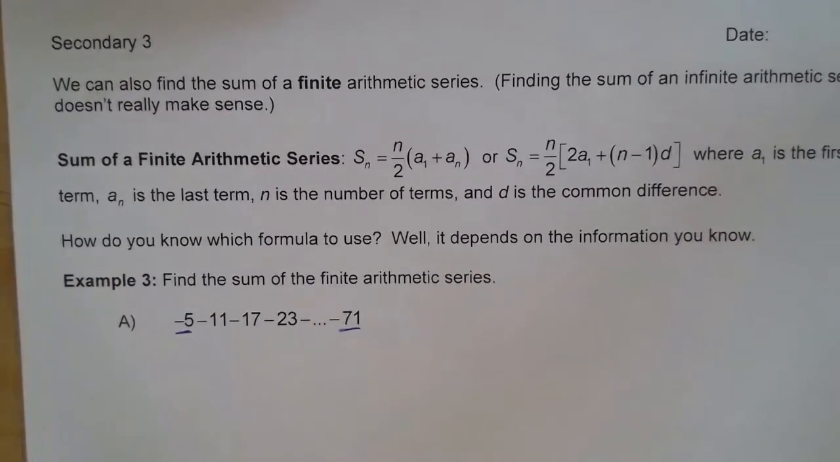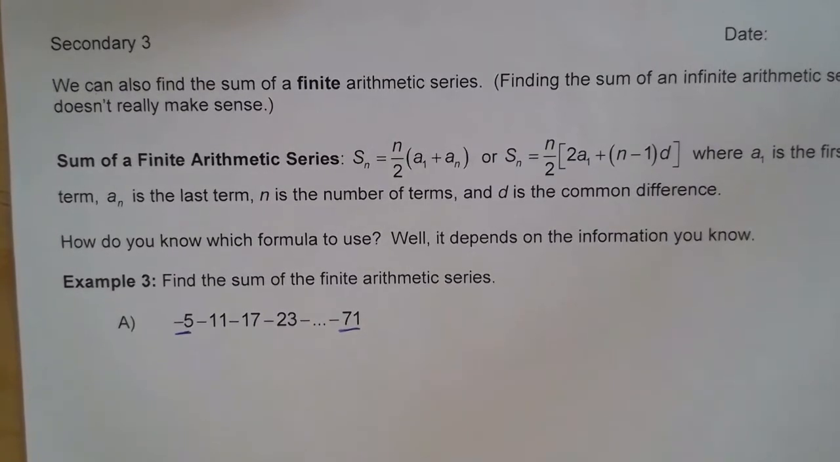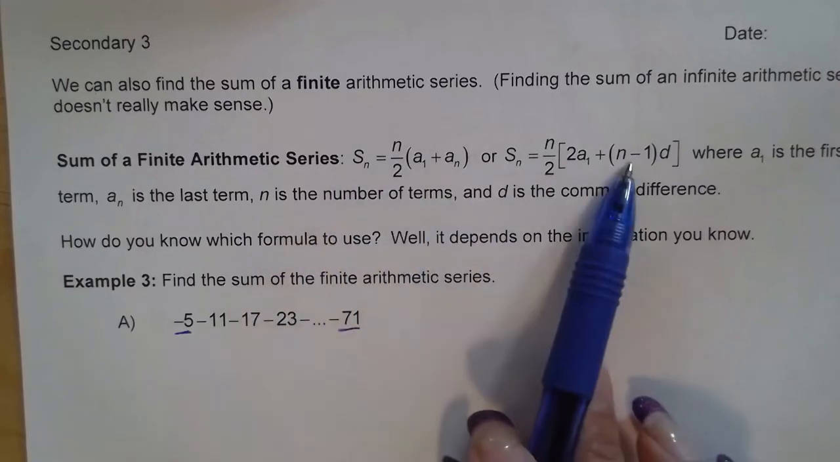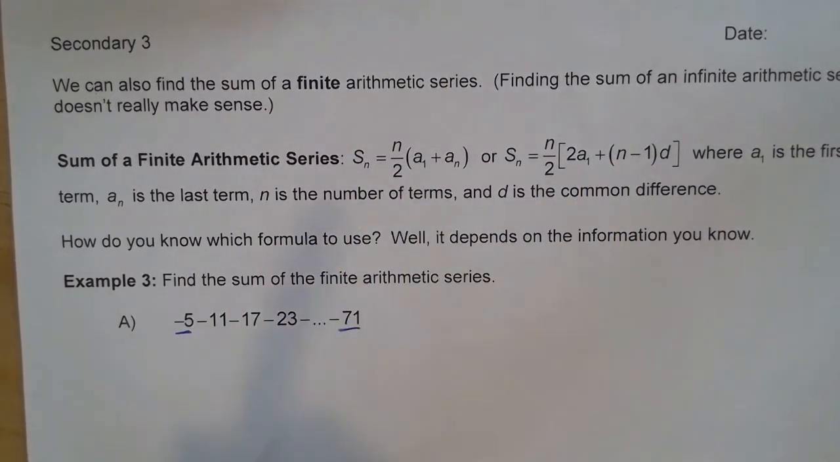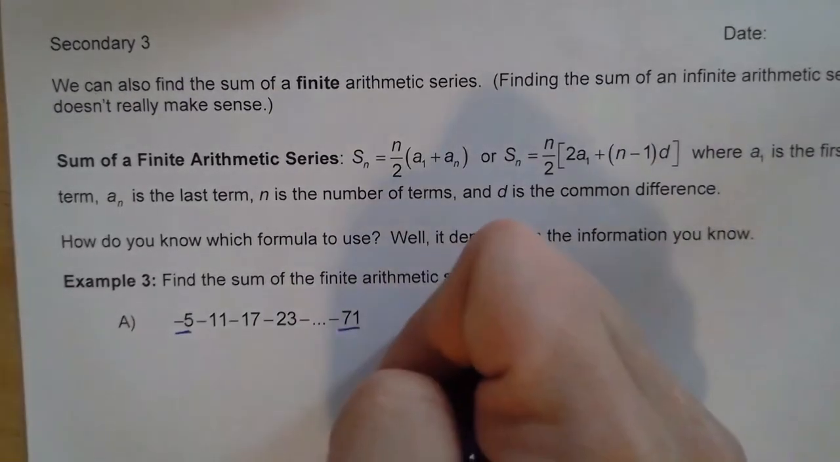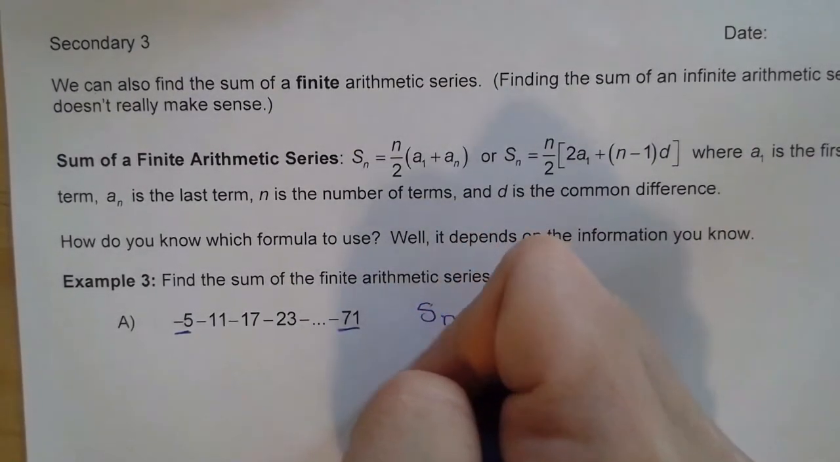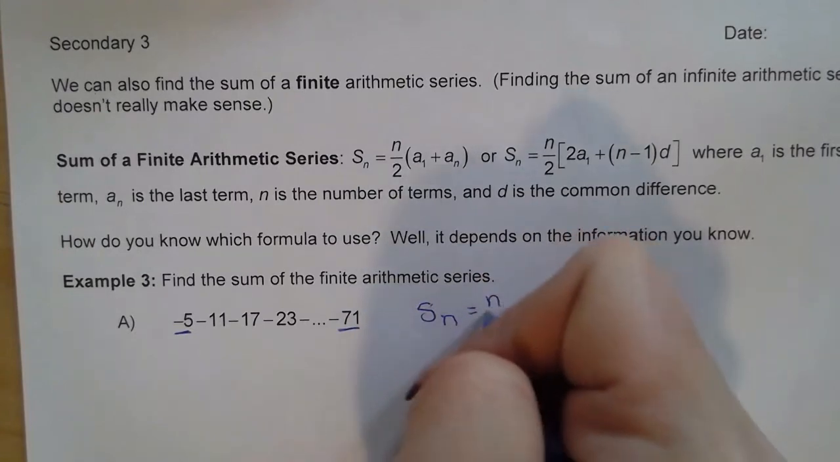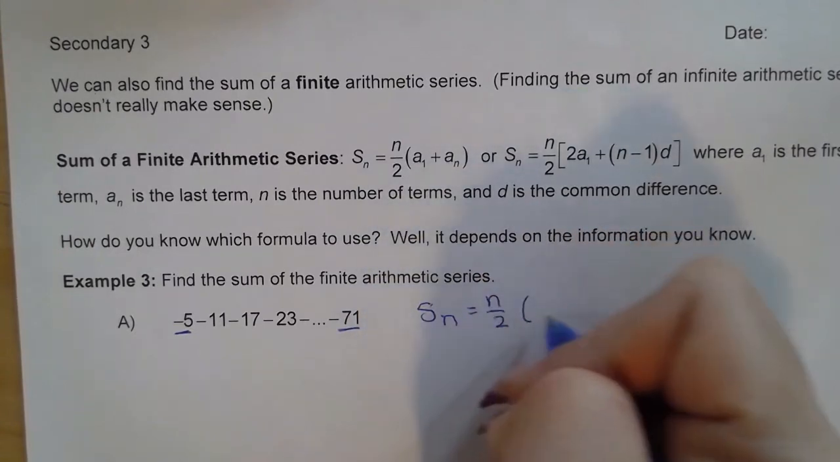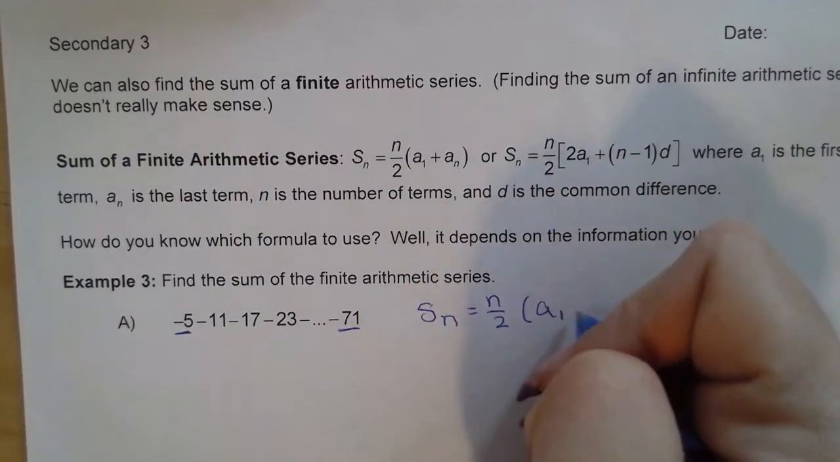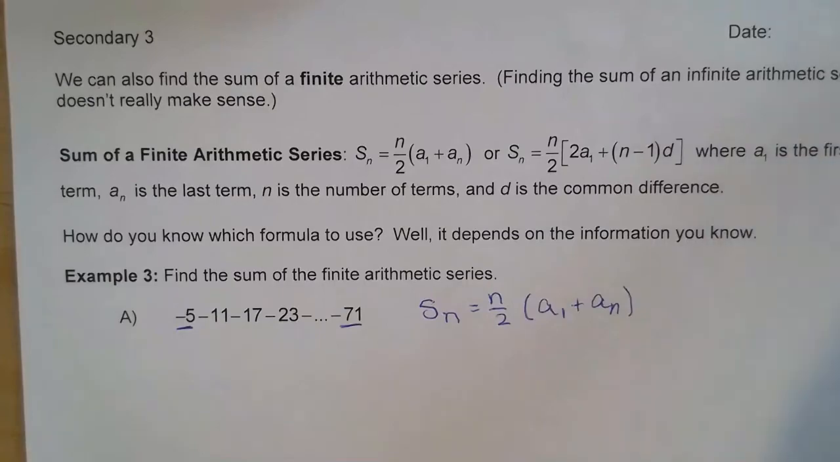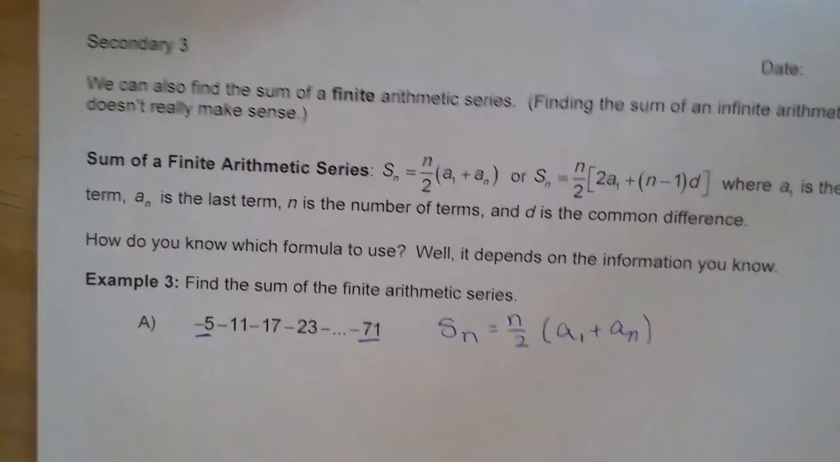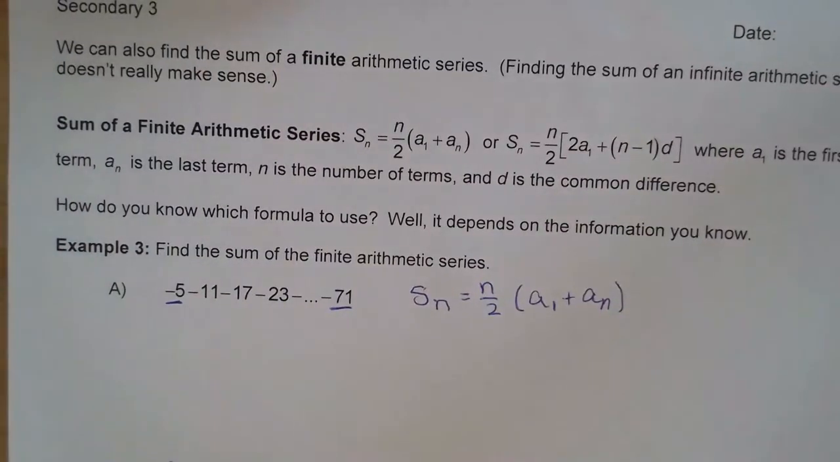The only thing we're missing is the number of terms, right? So either way, we still need the number of terms. But since I have the first term and the last term already, I'm actually just going to use this first one, where the sum is n over 2 times a sub 1 plus a sub n. Now you could use the other one, guys, and you can do the difference and everything. That's up to you. We should come up with the same answer anyways.